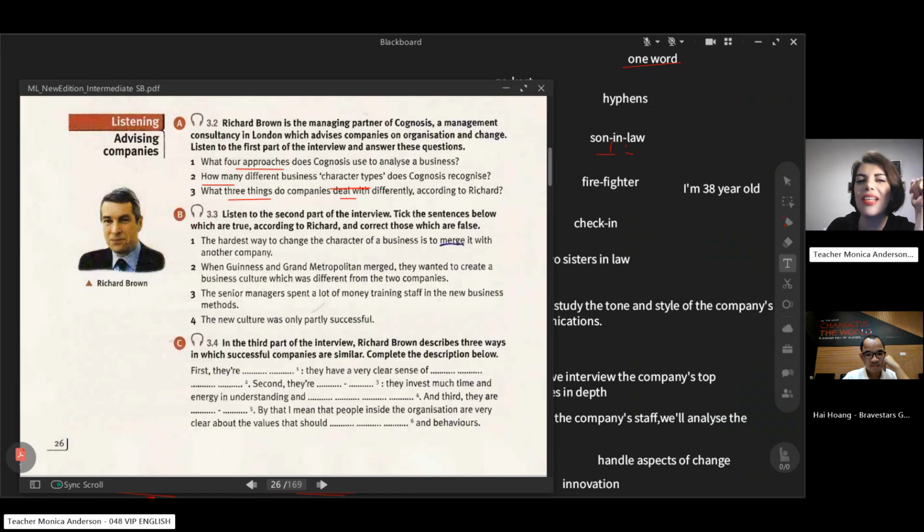So let's pause. The hardest way to change the character of a business is to merge it with another company. Is it true or false?